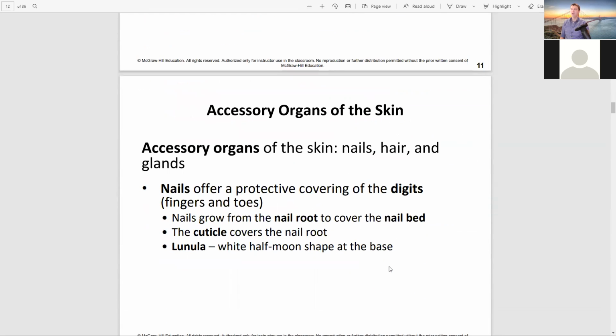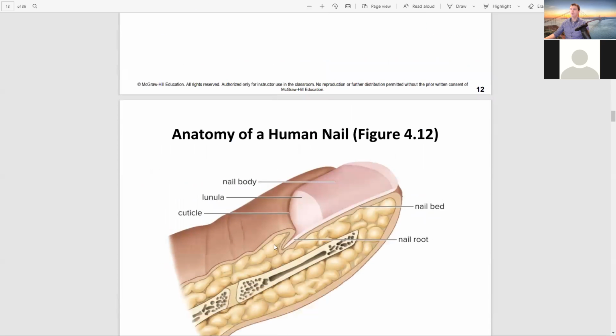Okay, so accessory organs of the skin, we have nails, hair, and glands. So nails offer a protective covering of the digits, so our fingers and toes. And nails grow from the nail root to cover the nail bed. And the cuticle covers the nail root. And then the lunula is this little white half moon shape at the base, which is shown here. So right down at the bottom is this lunula, this little white crescent. And then we have the nail root, where the nail is growing out of, and then this covers the nail bed.